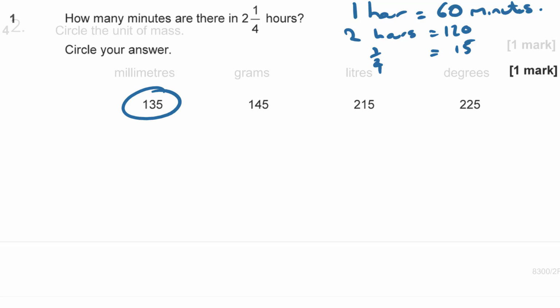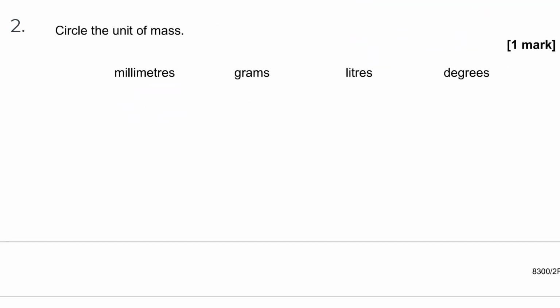It's that one there. Circle the unit of mass. Millimeters, that's a length. Grams, that is a mass, isn't it? Liters is a volume. And degrees is an angle. So it's going to be grams.